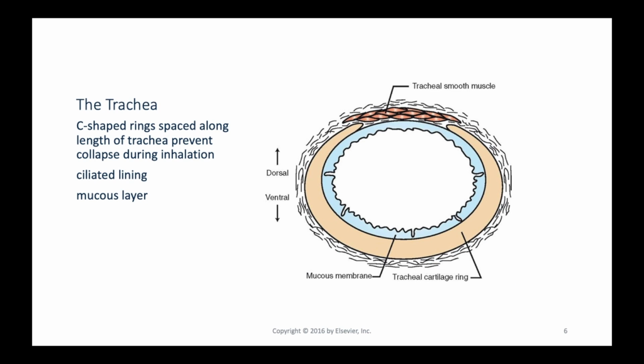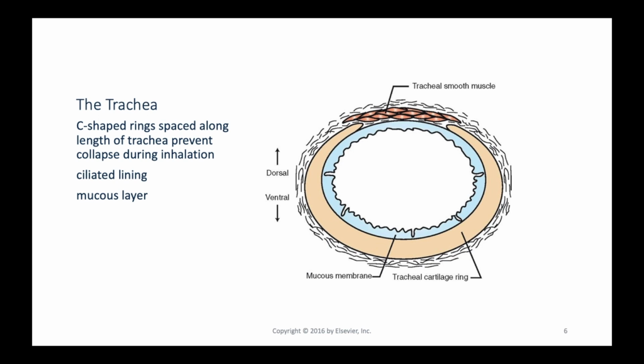Then we have the trachea, made up of C-shaped rings spaced along the length of the trachea to prevent collapse during inhalation. So that's why the trachea always shows up as black on X-ray, because it's always filled with air. It has a mucus layer as well.